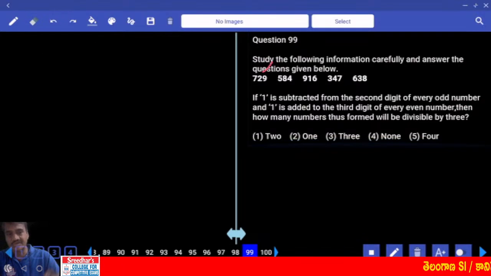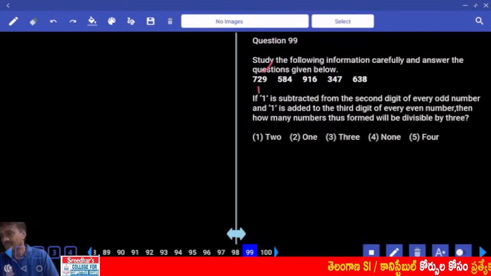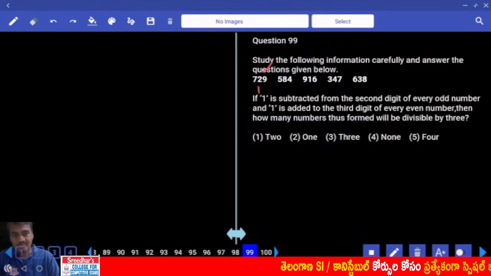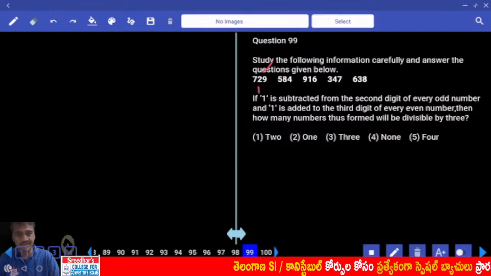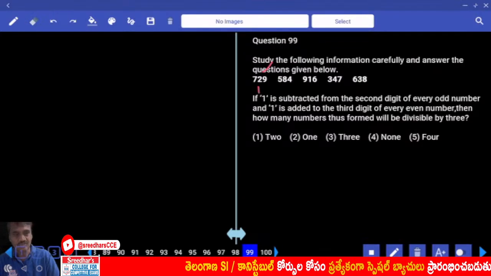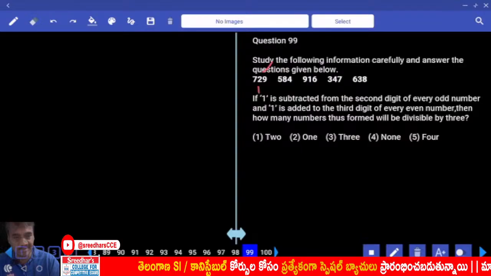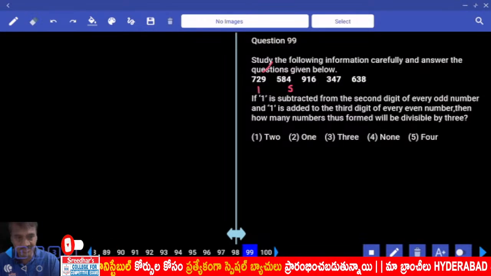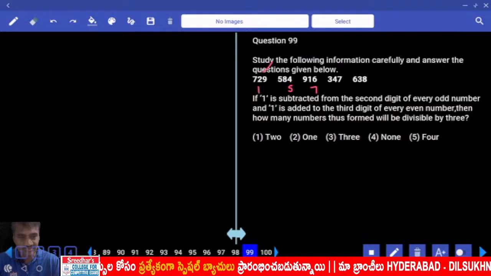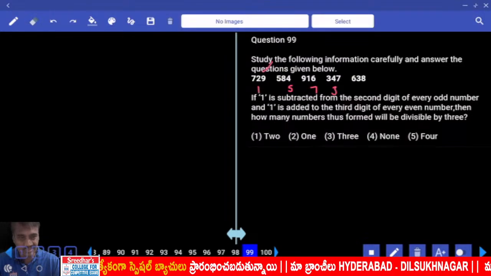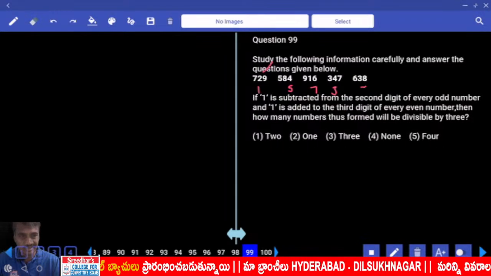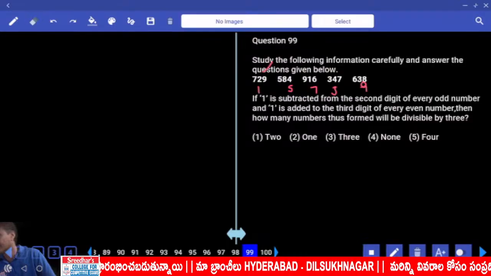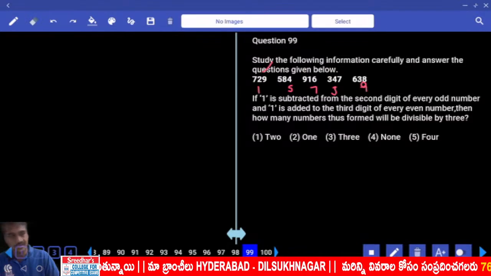Now 729 is an odd number. From this one, 1 must be subtracted. Clear? 2 minus 1. And 1 is subtracted from the second digit of every odd number, and 1 is added to the third digit of every even number. Even number, 1 must be added. If we add 1, what happens here? 5. Now 6 add 1 is 7. Then since there is 7, the second digit is 3. And next one here, 8 plus 1 is how much? 9. Right? Then, what is the question?